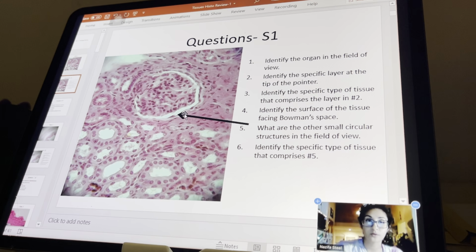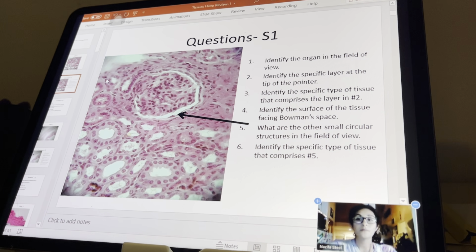Because this is the renal corpuscle, and this is the layer facing the Bowman's space, what is this going to be? Let me ask, this is for Jimmy. What's the specific layer at the tip of the pointer? I don't know. Okay, basically this is on the wall. I'll give you a hint. What does it mean when it's on the wall? Is that the simple squamous or whatever?